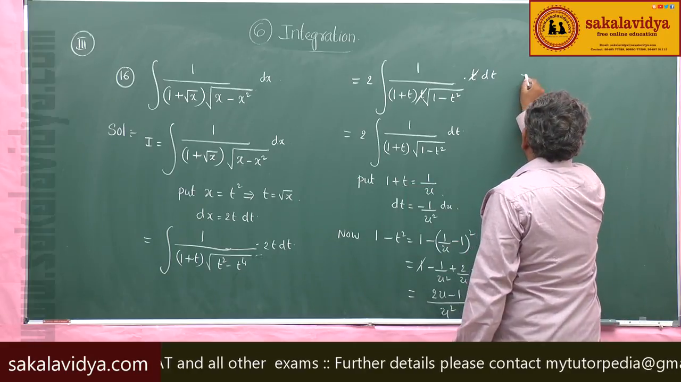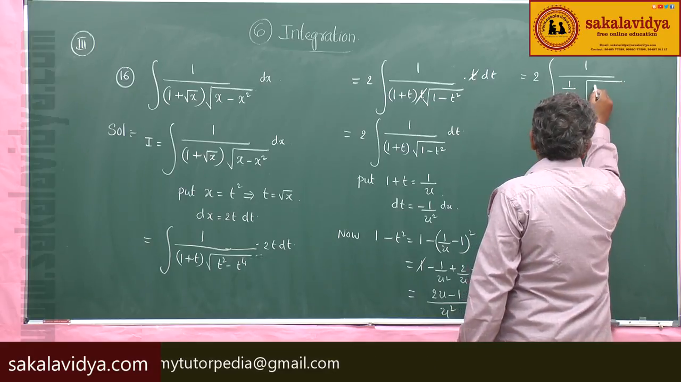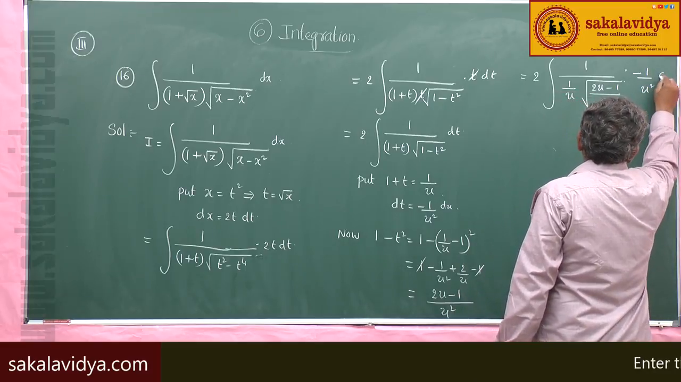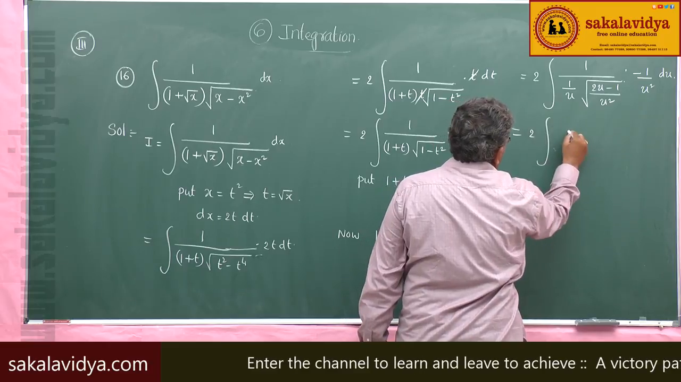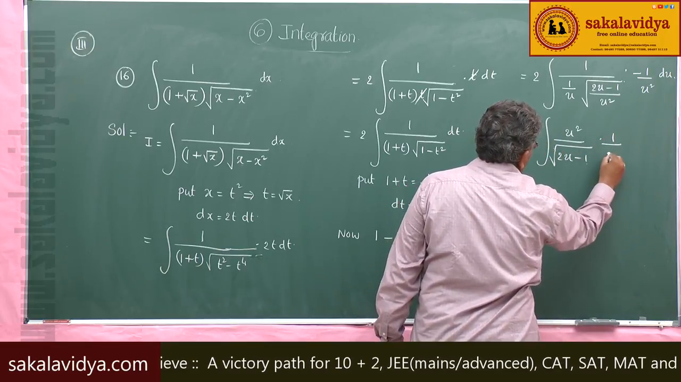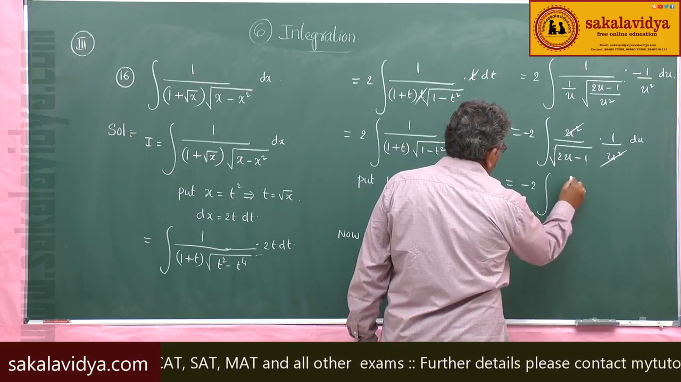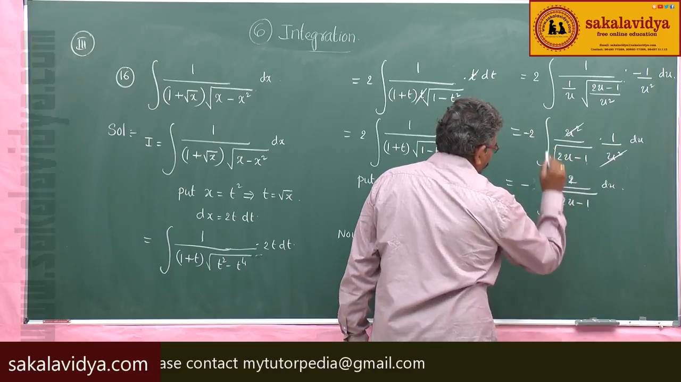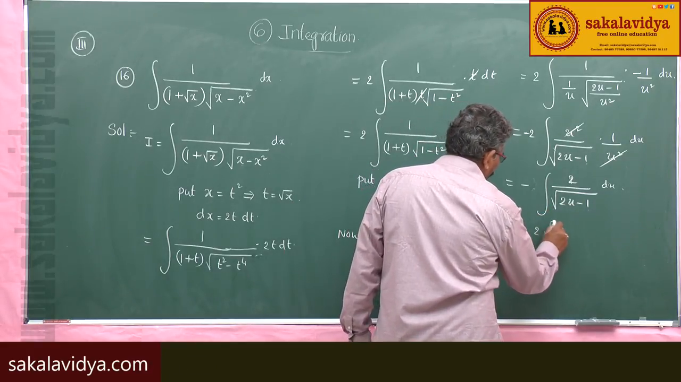Substituting here, 2 times the integral of 1 by (1 by u) and root over (2u minus 1) by u square, into minus 1 by u square du. So now u square comes up: u square by root of (2u minus 1), minus common, 1 by u square du. u square gets cancelled. So now minus 2 integral 1 by root of (2u minus 1) du. This is f dash x by root f of x, which gives 2 root f of x. So minus 2 root of (2u minus 1).